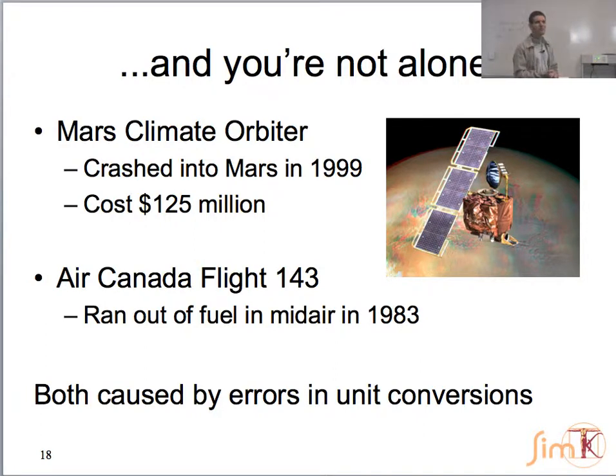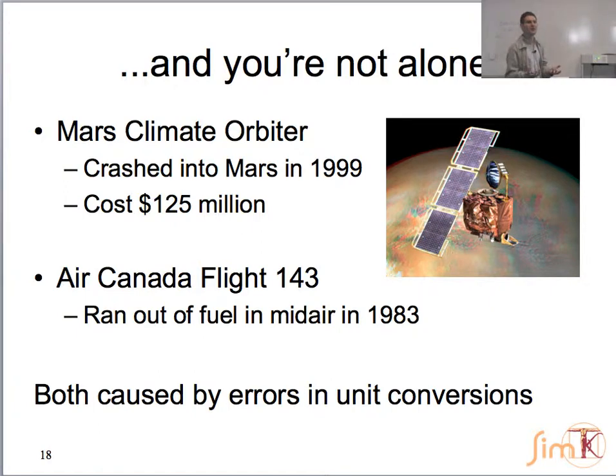Another very famous case was Air Canada Flight 143. Back in 1983, Canada was in the middle of converting over from imperial units to the metric system, and someone converting the instructions for refueling airplanes made a mistake in conversion, and they didn't put enough fuel into the plane, and it ran out of fuel in midair. Thankfully, the pilot of this airplane had experience flying gliders, and he was successfully able to coast to the ground, and no one died. But errors in unit conversion do happen.